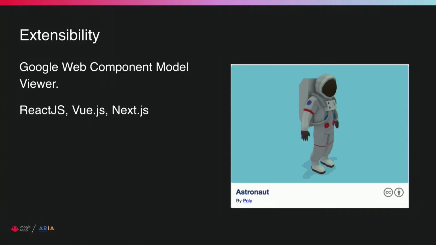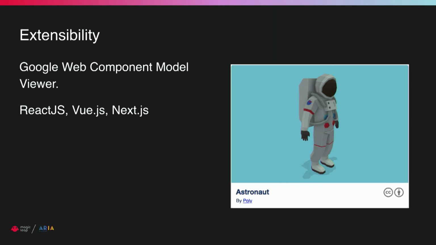We also wanted to make sure that it was extensible. So Google has already worked with us to create a Google Web Component Model Viewer, which is a drag and drop viewer. So if you're viewing a model on our device using the Google Web Component Model Viewer, you will see Prismatic working in the background to display that model.